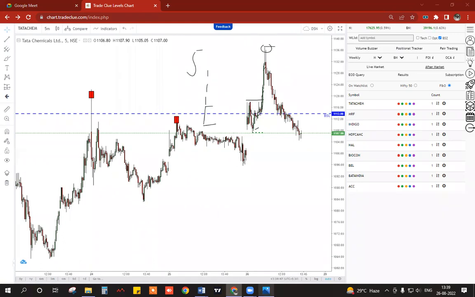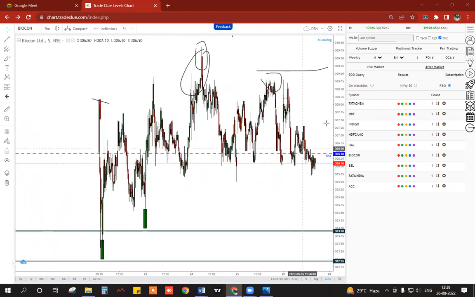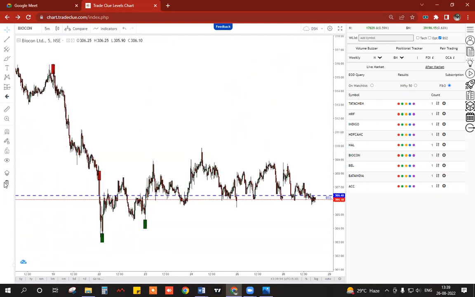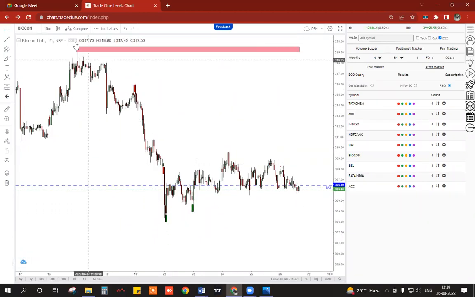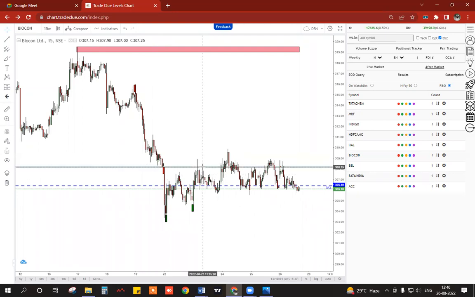Sir, please repeat why Biocon wasn't a suitable trade. Biocon wasn't a suitable trade. Why? Because first of all, we'll do the analysis on Biocon on 15 minutes and we'll see that the stock has already fallen and then 2 green boxes and 1 red box are there. Now I can understand this red box is somewhere around here, but this red box is already breached over here. Then there is no adjacent red box which has not been breached.